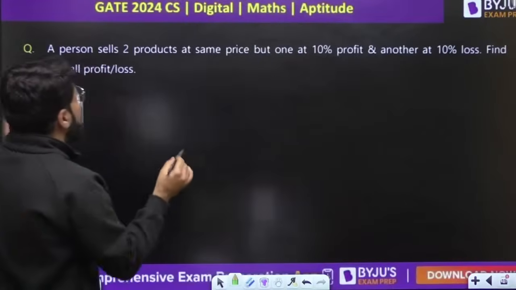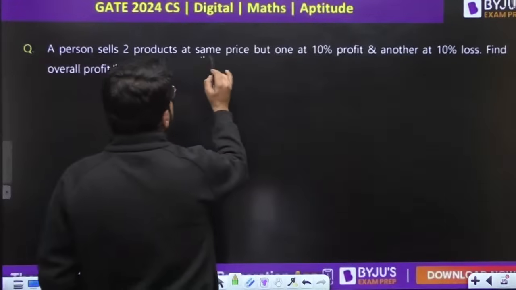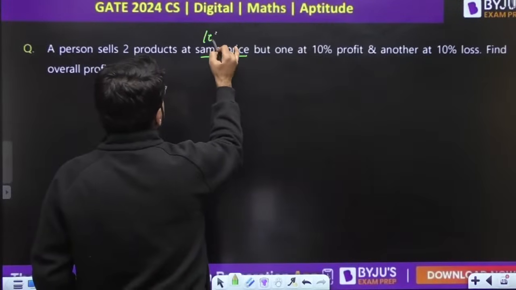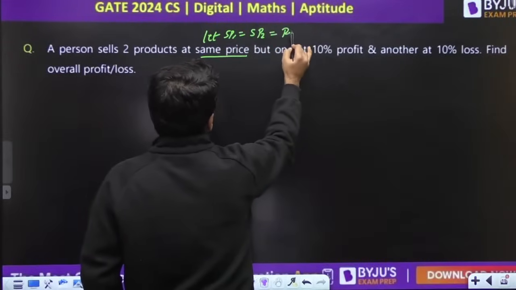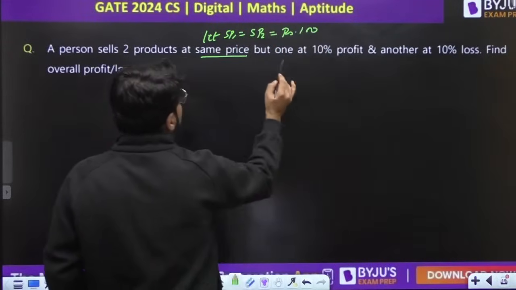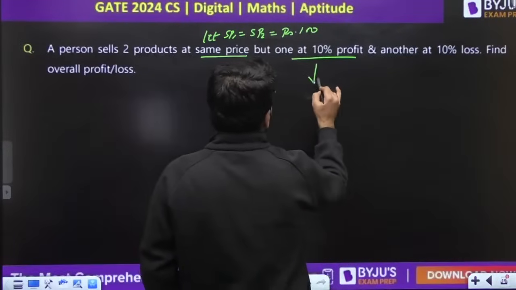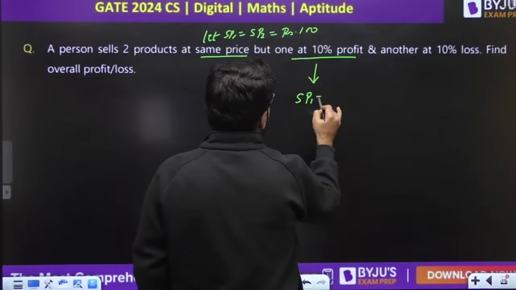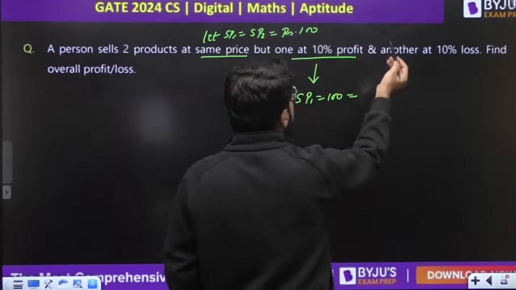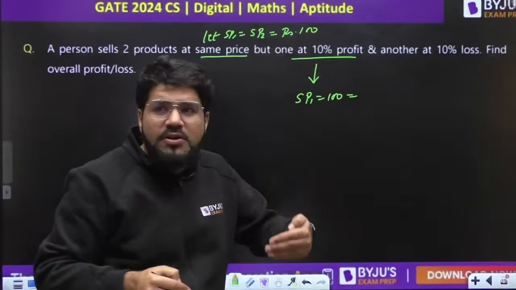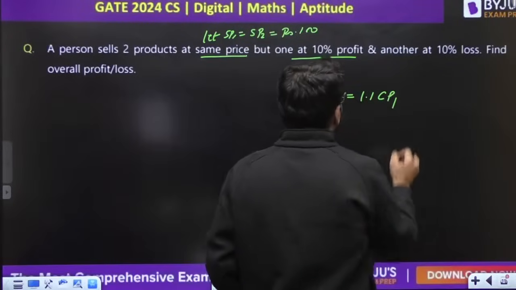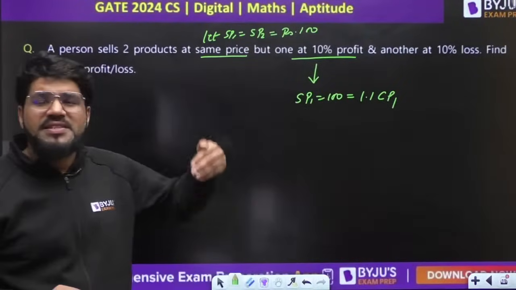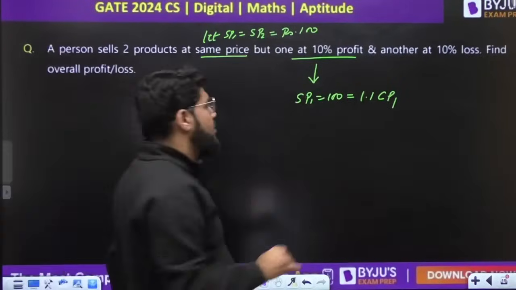Okay, fine, let me just tell you. A person sells 2 products at the same price. So we can say let SP1 is equal to SP2 is equal to ₹100. One at a 10% profit. So that SP1 which I have taken is ₹100, at 10% profit. That means profit is calculated on CP. 10% profit means 1.1 CP1, 110% of CP.